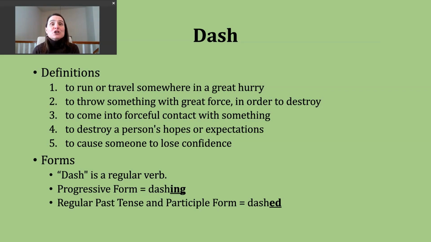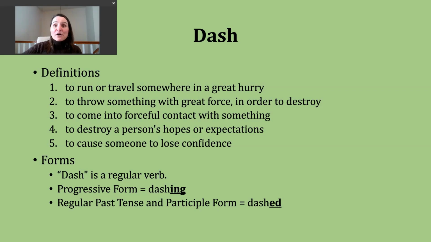You should know that dash is a regular verb. To make the progressive form of this verb, all I need to do is add ing to form dashing. The past tense and participle forms can be made by adding ed. Our base verb, dash, ends in an unvoiced sh sound. This means that our past tense ending is going to make a t sound. So it should sound like this: dashed, dashed.